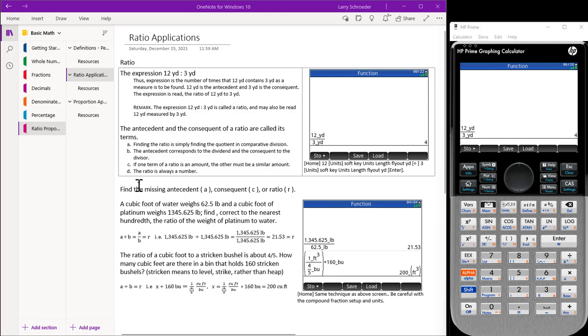Find the missing antecedent, consequent, or ratio. A cubic foot of water weighs 62.5 pounds and a cubic foot of platinum weighs 1,345.625 pounds. Find, correct to the nearest hundredth, the ratio of the weight of platinum to water. This is going to be A divided by B, our ratio. We need to divide these two numbers. Let's go to our calculator and do this. Start by clearing our calculator.